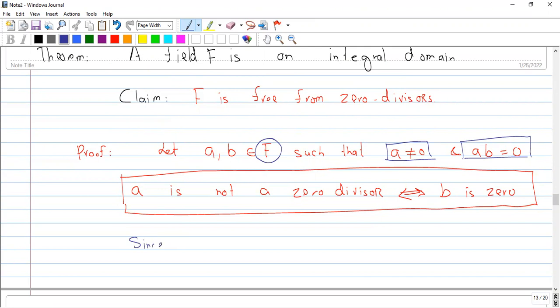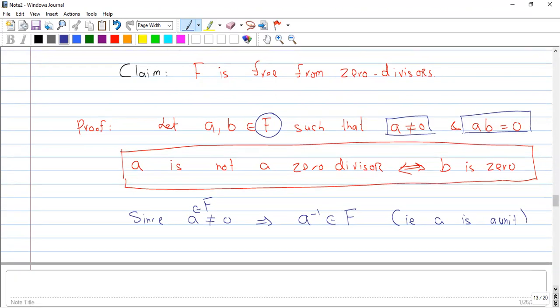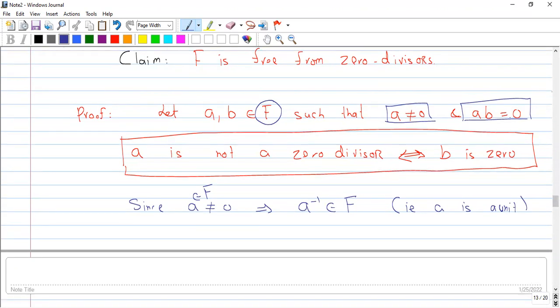Since A is a non-zero element of F, it implies that A inverse is an element of F. That is, A is a unit. So if A is a unit and A inverse exists, multiply A inverse on both sides of this equation.